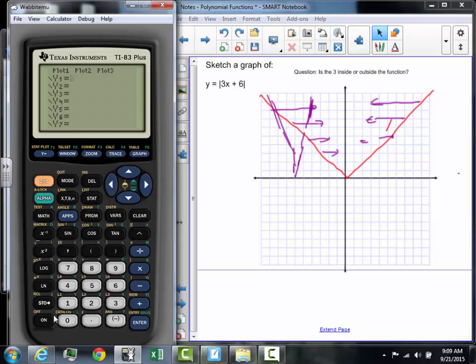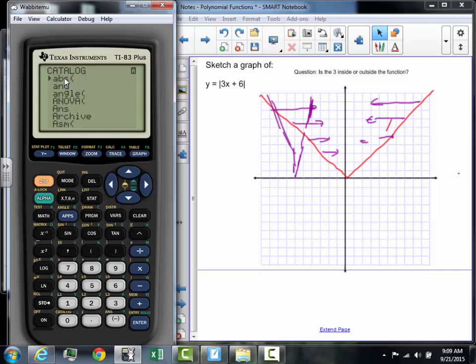Okay, go second, 0 is catalog. And absolute value is the very first one listed, probably ABS. Okay, so let's just do the absolute value of X. I'm just going to graph that. There's our V. Sorry, I lost you there? Okay. So go second, 0 for catalog, and ABS is the very first one.